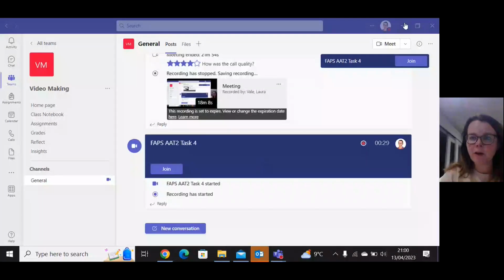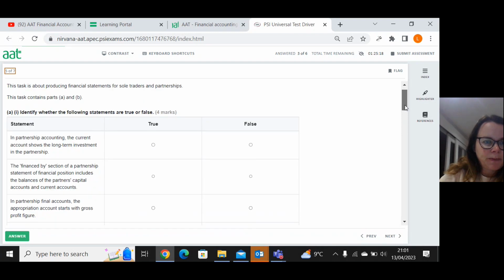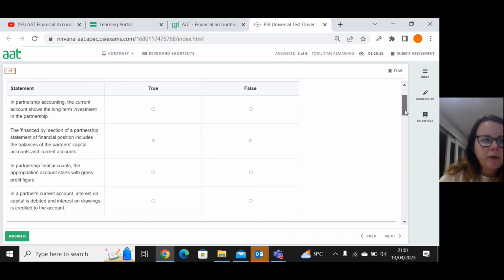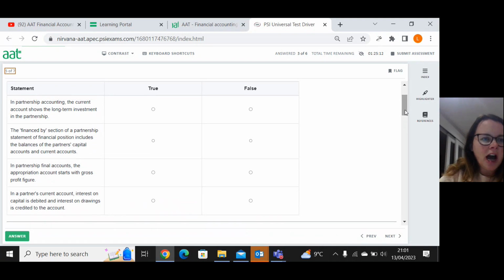Hello, coming on now to task 4 of the second AAT FAPS paper. 24 marks, it's a biggie, about producing financial statements for sole traders and partnerships. True or false? In partnership accounting, the current account shows the long-term investment in the partnership. So that's going to be false because, of course, it's called the capital account.